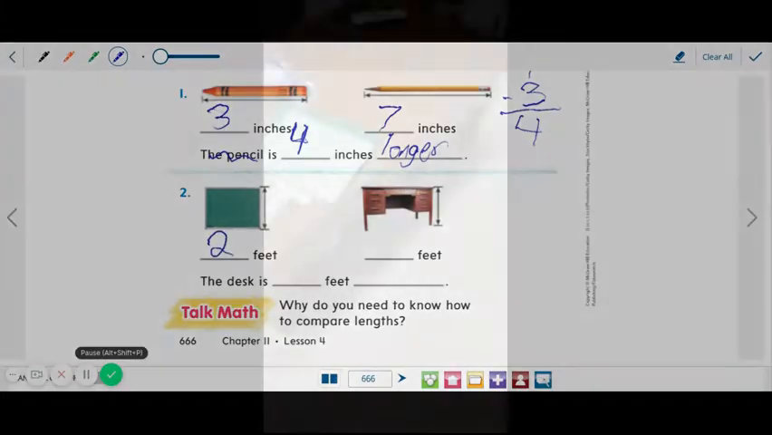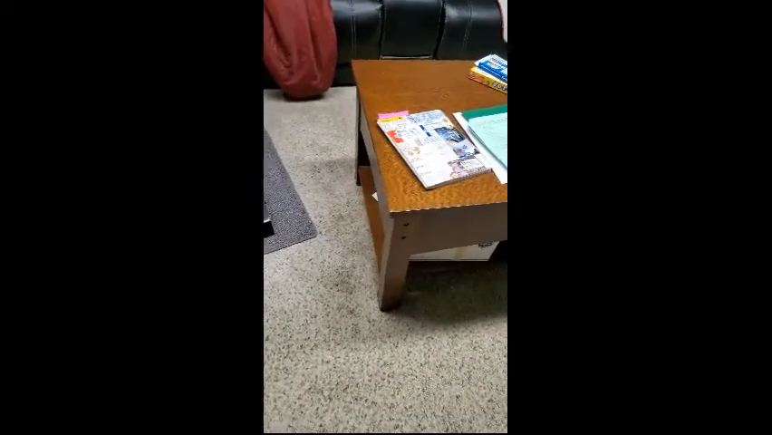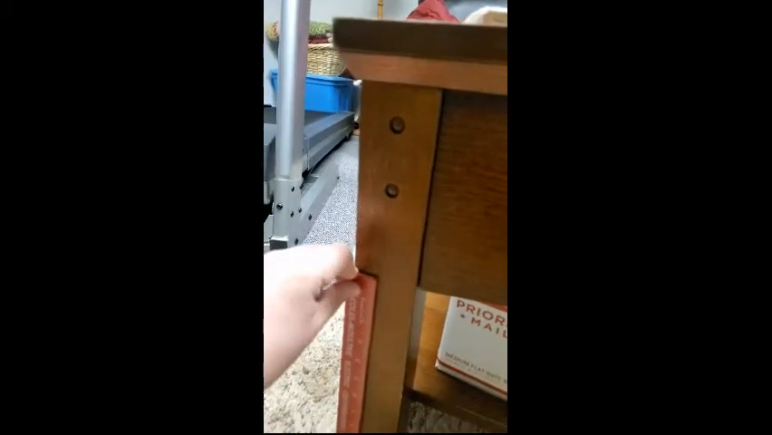All right, next up we have a desk. This table I have here looks pretty close to the desk that it shows in the notebook here. So I'm going to take my ruler and I'm going to put it right here. So far I'm going to need another ruler. So I'm going to put my finger here. All right, about there. And that's pretty close to 2 feet.